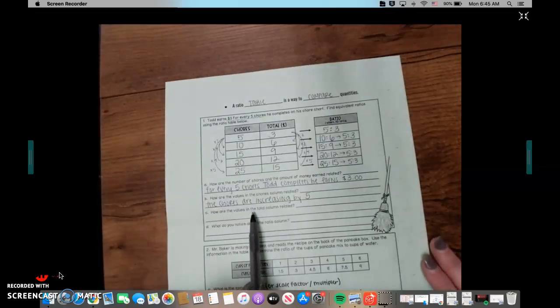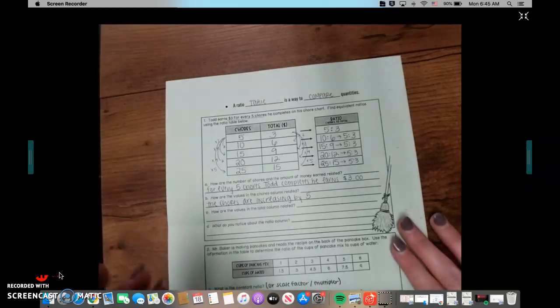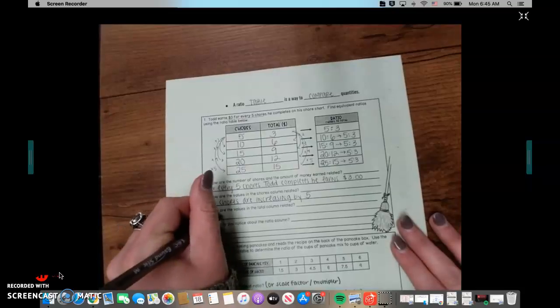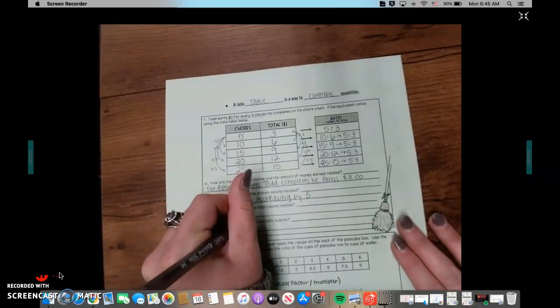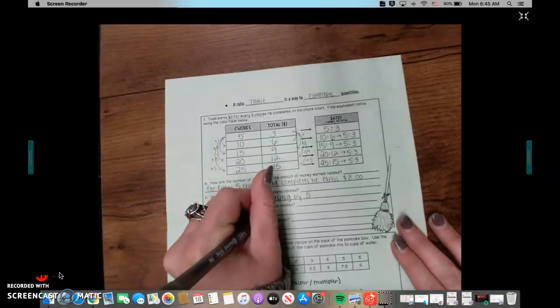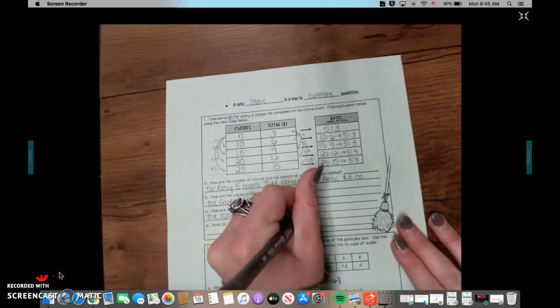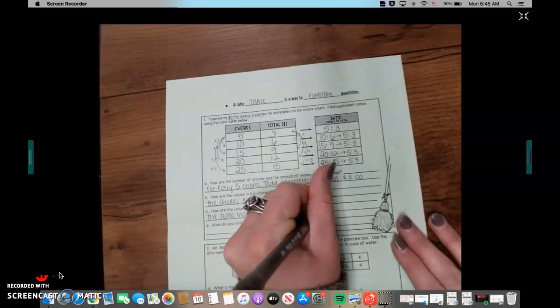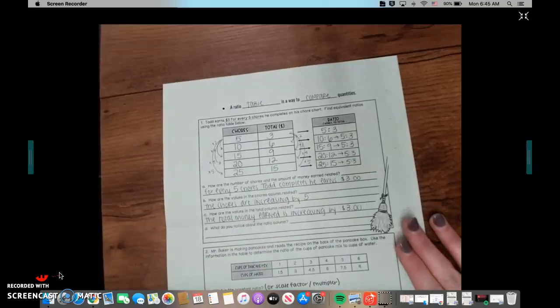How are the values in the total column related? So the total money column. The total money earned is increasing by $3, no matter what.